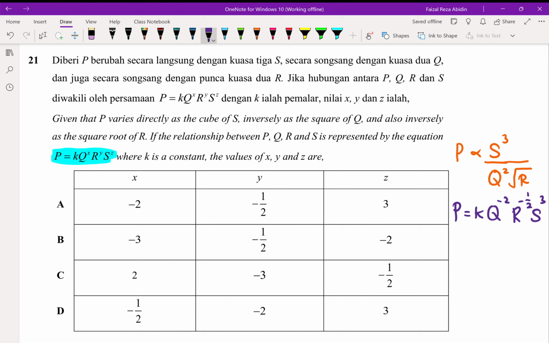So your x value is going to be negative 2, negative 1 over 2, and also 3. So the answer here is going to be A. Can class?